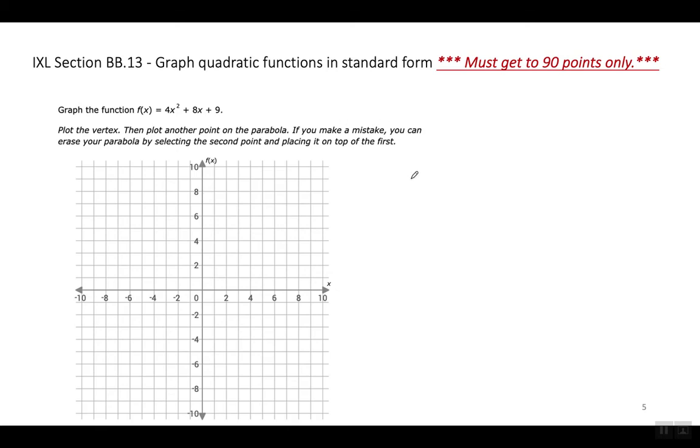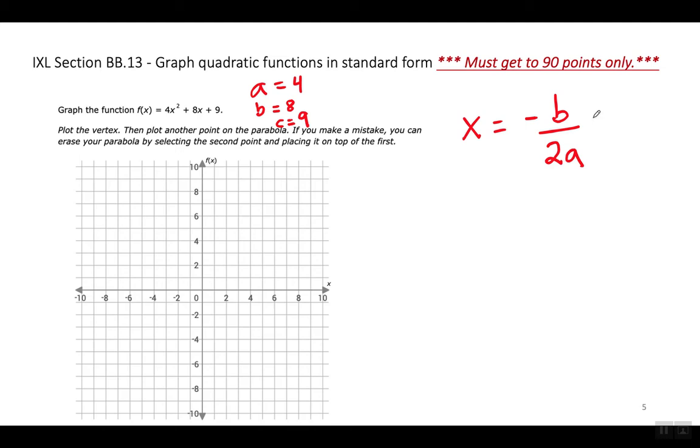Again, step 1 is to find the vertex. How am I going to find a vertex? By first finding the axis of symmetry using this formula. You need to memorize this formula because they don't give it to you on the geometry you'll see. After you use it a couple times, you'll remember it. It's not difficult at all. So in this quadratic function, a equals 4, b equals 8, and c, you don't need it, but just so you know, c equals 9.